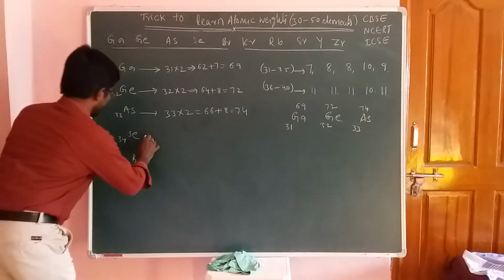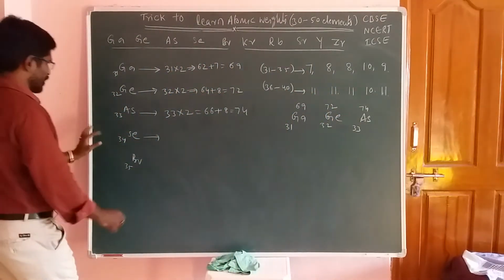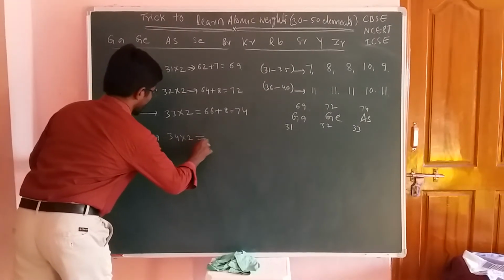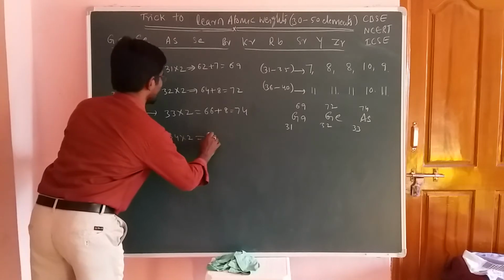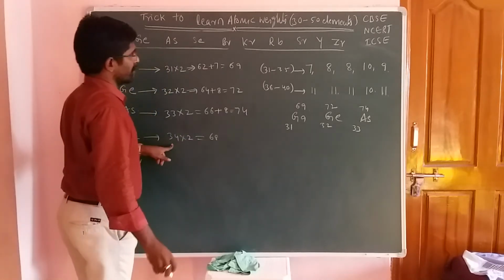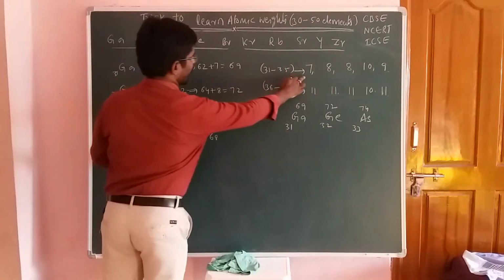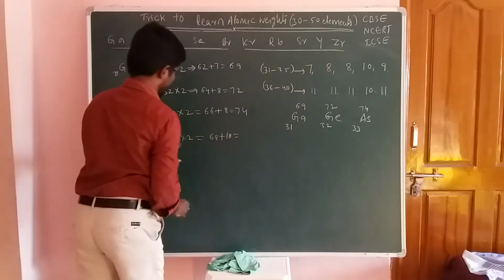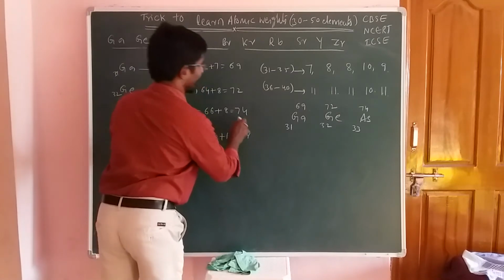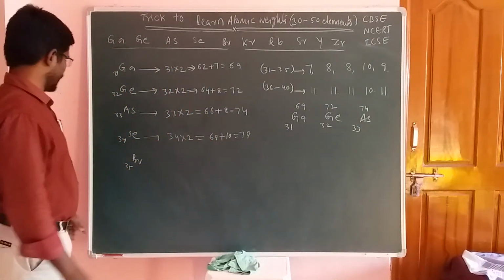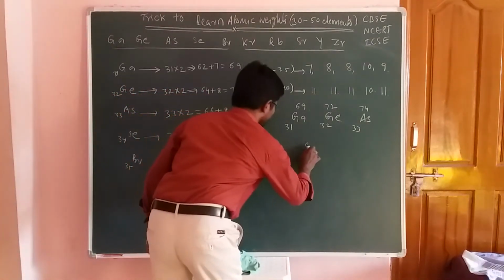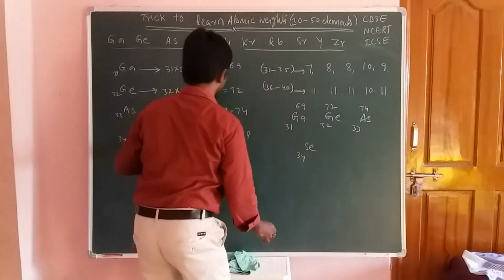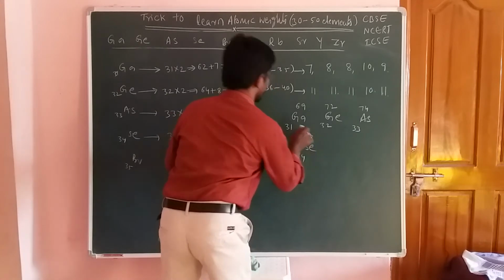Okay, and you come to the next one, selenium. Selenium is 34 times 2, which gives 68. Then you should add 10, students. Now that means 78. Is it right? 78. So selenium has atomic number 34 and atomic weight 78.